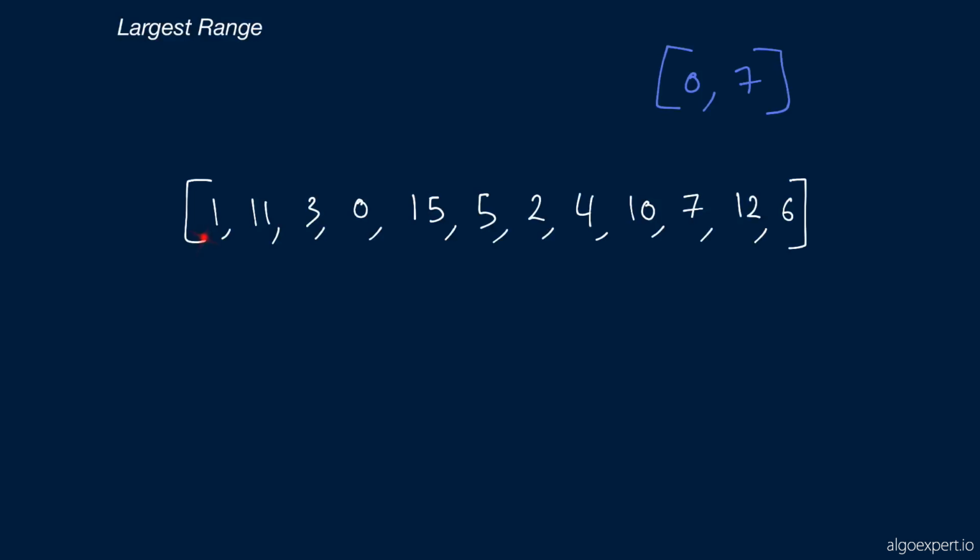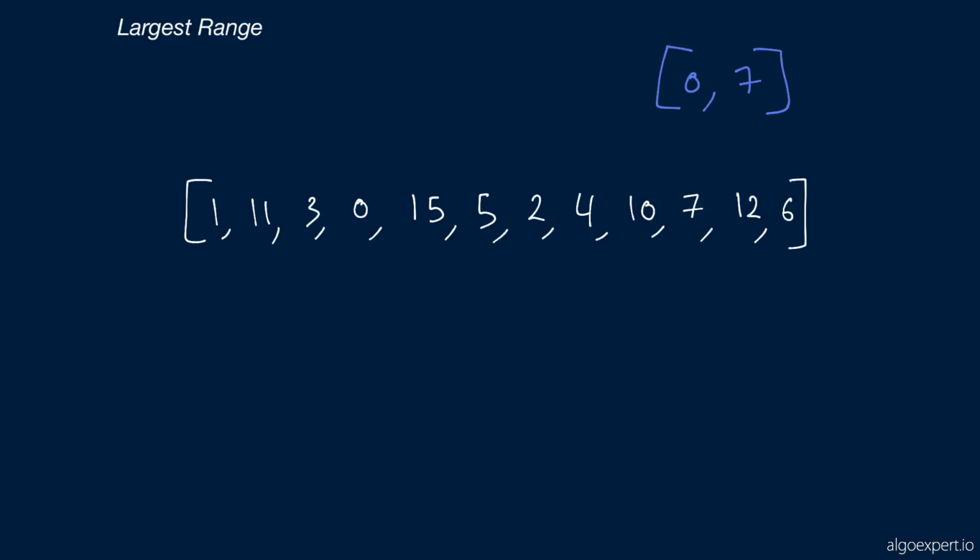And so for this example, the largest range happens to be the range from 0 to 7, because you've got the numbers 0, 1, 2, 3, 4, 5, 6, and 7. You've got also a couple of other ranges in the array. You've got 10, 11, and 12, and then you've got just the number 15. But these are smaller than 0 to 7. And so how do we come up with this solution?